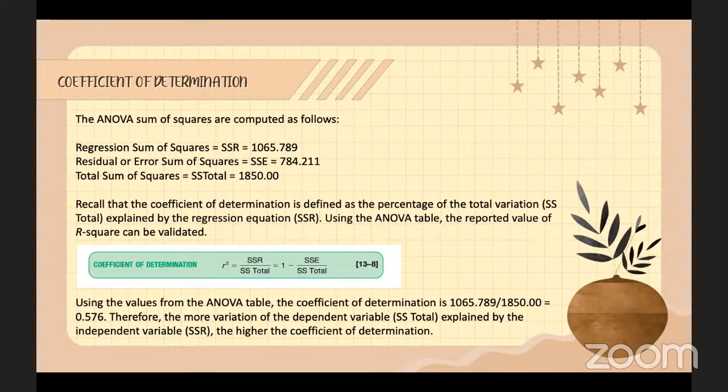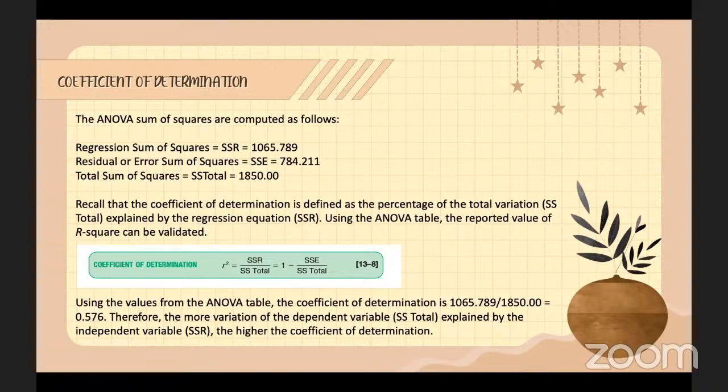Regression sum of squares, SSR, equals 1065.789. The residual error sum of squares, SSE, equals 784.211. And the total sum of squares, SS total, equals 1850.00. Recall that the coefficient of determination is defined as the percentage of the total variation explained by the regression equation, SSR.